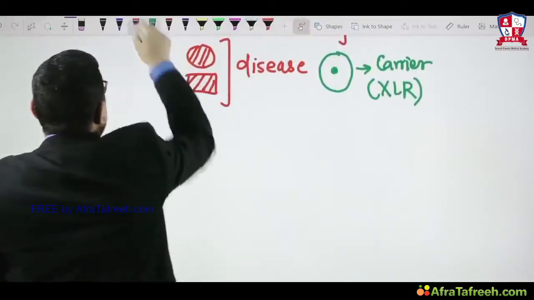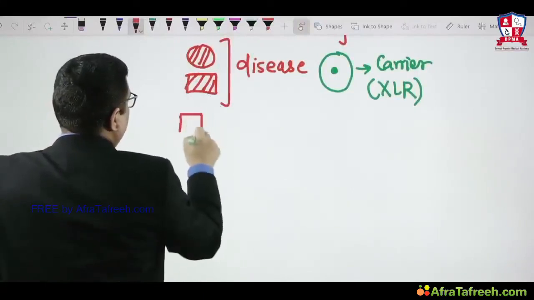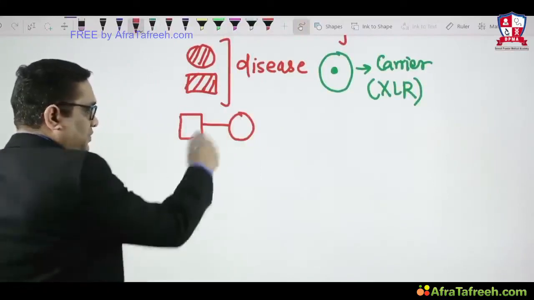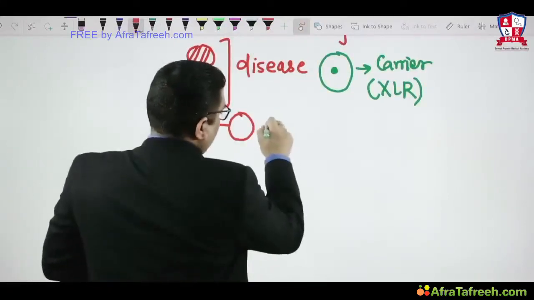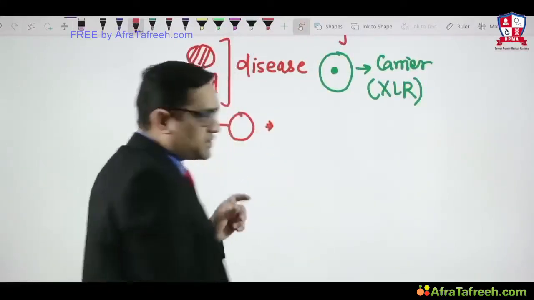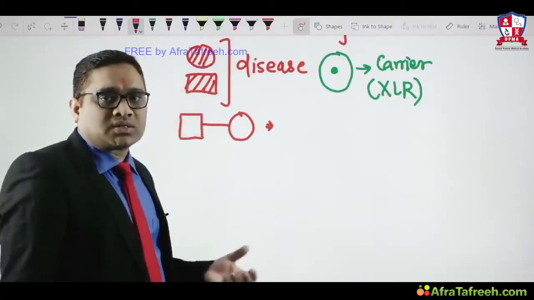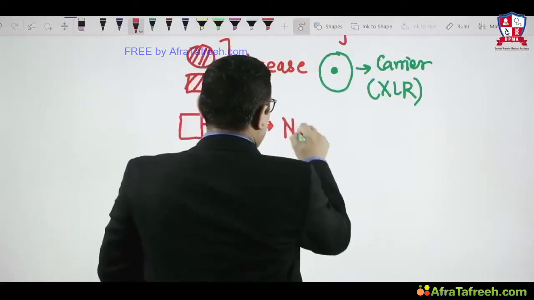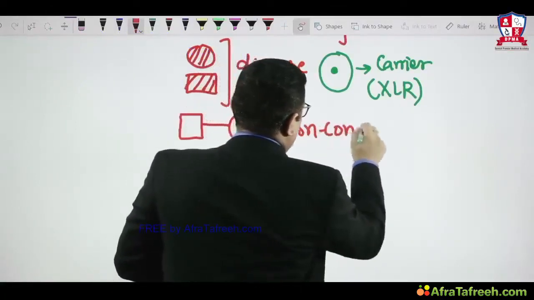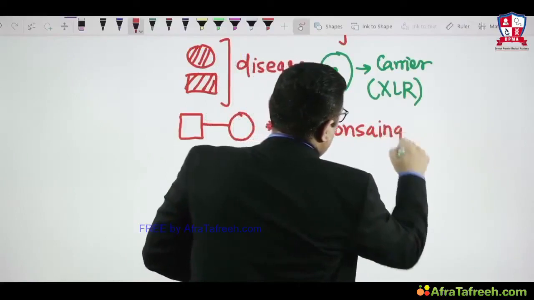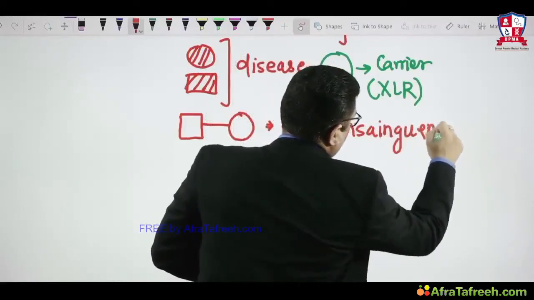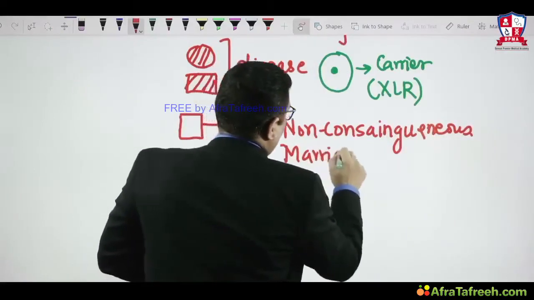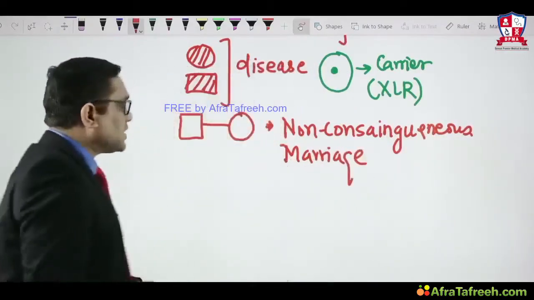Now, when you see a symbol like this, connected to the female, it is a marriage, right? What kind of marriage is it? Is it consanguineous or non-consanguineous? It is a non-consanguineous marriage, right? So this is the symbol for non-consanguineous marriage. So when you see a symbol like this, it is a non-consanguineous marriage.